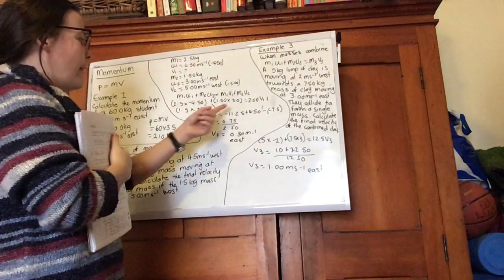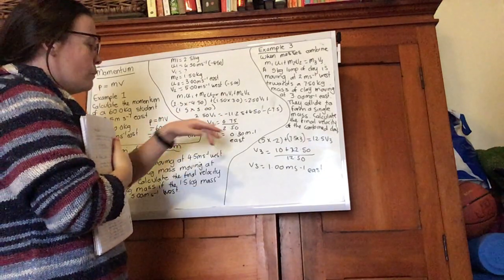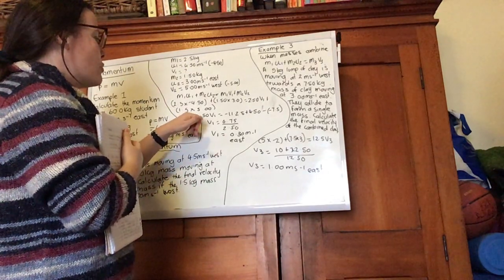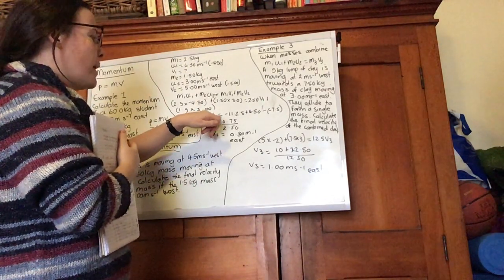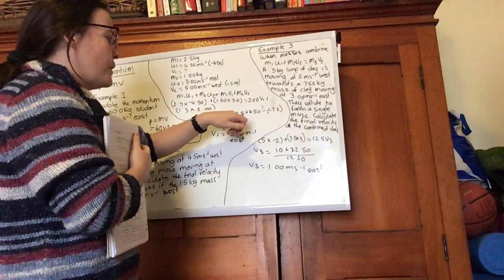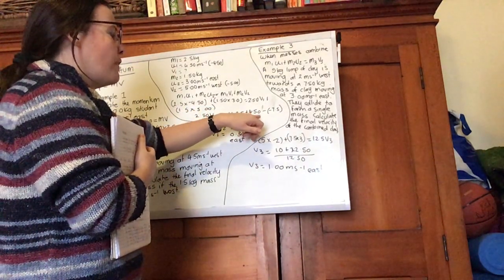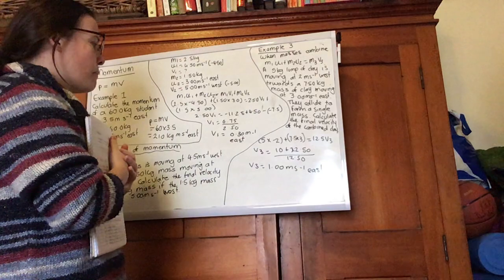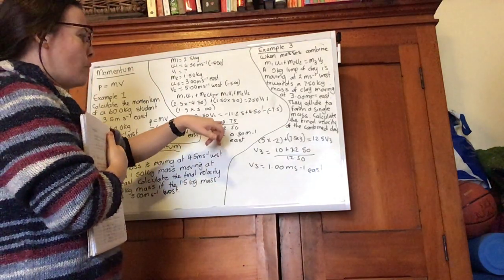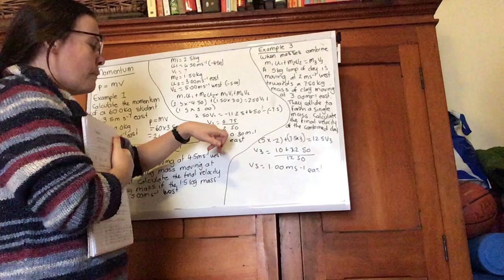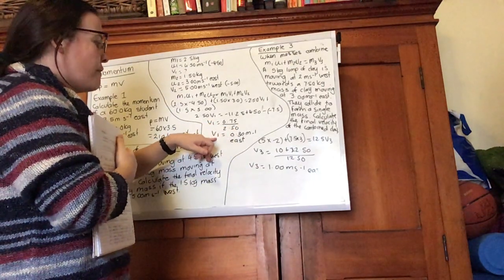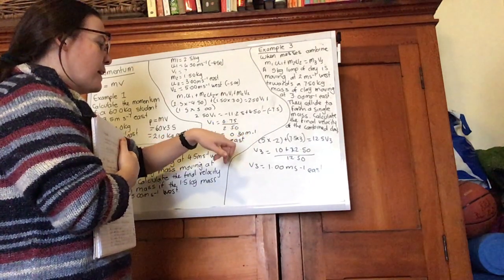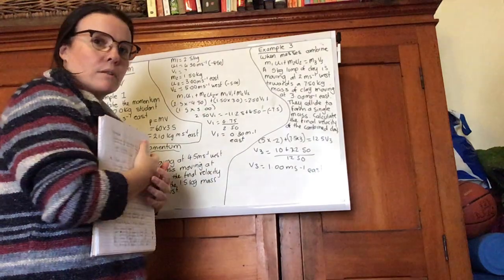We put that into our formula, and we're wanting to solve for V1. So we end up with 2.5 multiplied by V1 is equal to negative 11.25 plus 4.5 minus negative 7.5. So V1 is equal to 0.75 divided by 2.5. So the V1 is equal to 0.30 meters per second to the east.